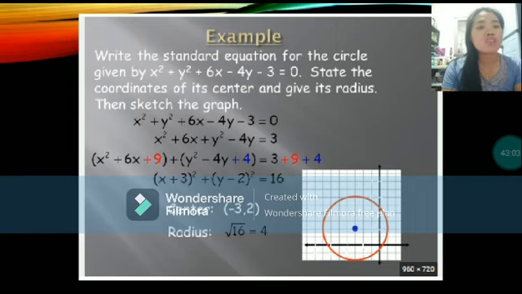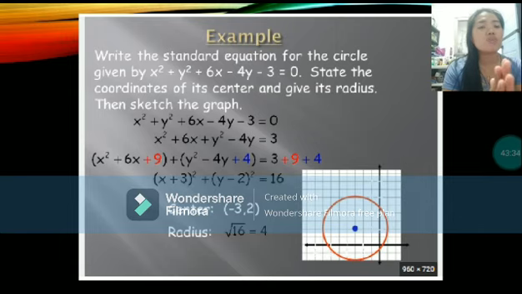Then we need to rearrange the terms. x squared plus 6x plus y squared minus 4y equals 0. Then we are going to complete the square. x squared plus 6x: 6 divided by 2 is 3, and 3 squared is 9. Then for y, negative 4 divided by 2 is negative 2, and negative 2 squared is 4. Then we added 9 and 4 to the left side, so we are also going to add that to the right side. That becomes 3 plus 9 plus 4.